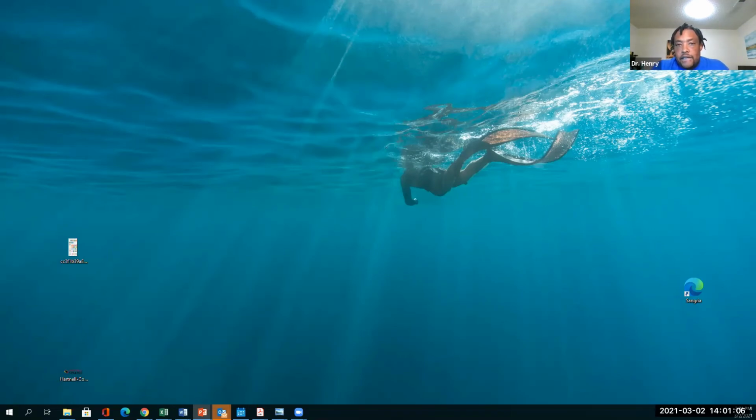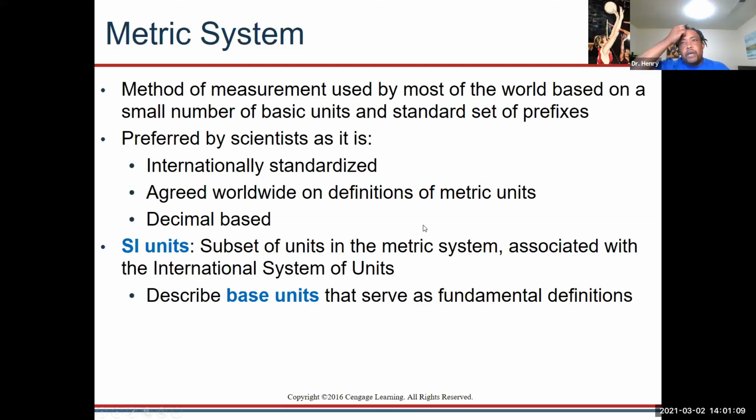So a lot of the units that we're going to be using are going to be in the metric system, based upon 10, right? Because we know that 1,000 milligrams will equal a gram, 100 centigrams will equal a gram, 10 decigrams will equal a gram. It's all based upon 10. It makes it so much easier.